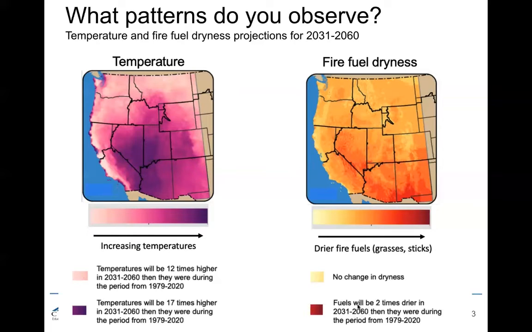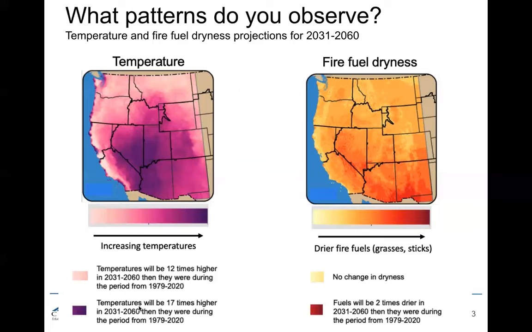And the fuels in the darker red would be 2 times drier. Now with temperatures, we're talking about a much different scale of change. These lighter purples here or pinks would be 12 times higher temperatures in 2031 to 2060 with respect to the 1979 to 2020 baseline. And the purples would be 17 times higher.